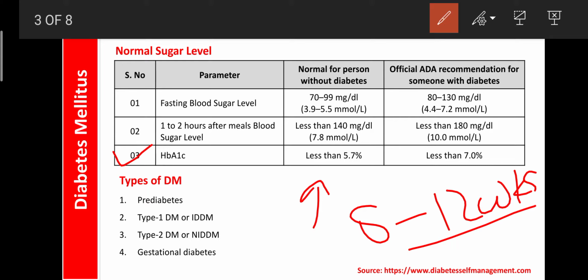So this test can be conducted every 3 months in normal people, or those having a fear regarding diabetes mellitus, or some students or family members who have fear because their parents or grandparents are suffering from diabetes mellitus, and they have anxiety whether they are also suffering from it or not. So you should monitor HbA1c every 3 months.